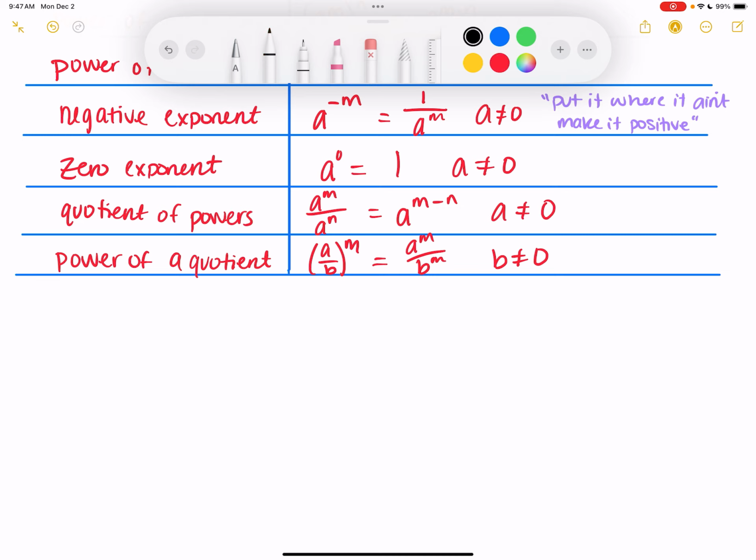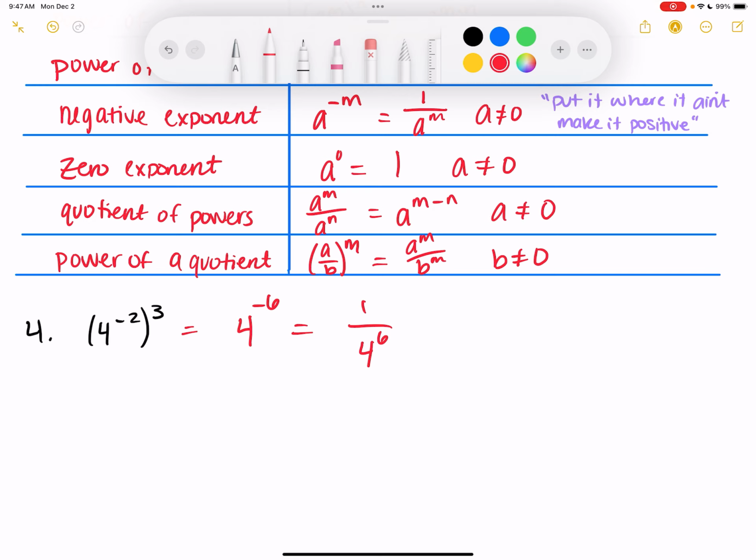Alright, number 4. Evaluate the expression, tell which properties of exponents you use. I do not care about that part. 4 to the negative 2 raised to the 3. So I have a power raised to a power. What do I do with the exponents when that happens? Multiply them. So this is going to give me 4 to the negative 6, which is not possible. Can't have a negative exponent. So put it where it ain't, make it positive. 1 over 4 raised to the 6th.